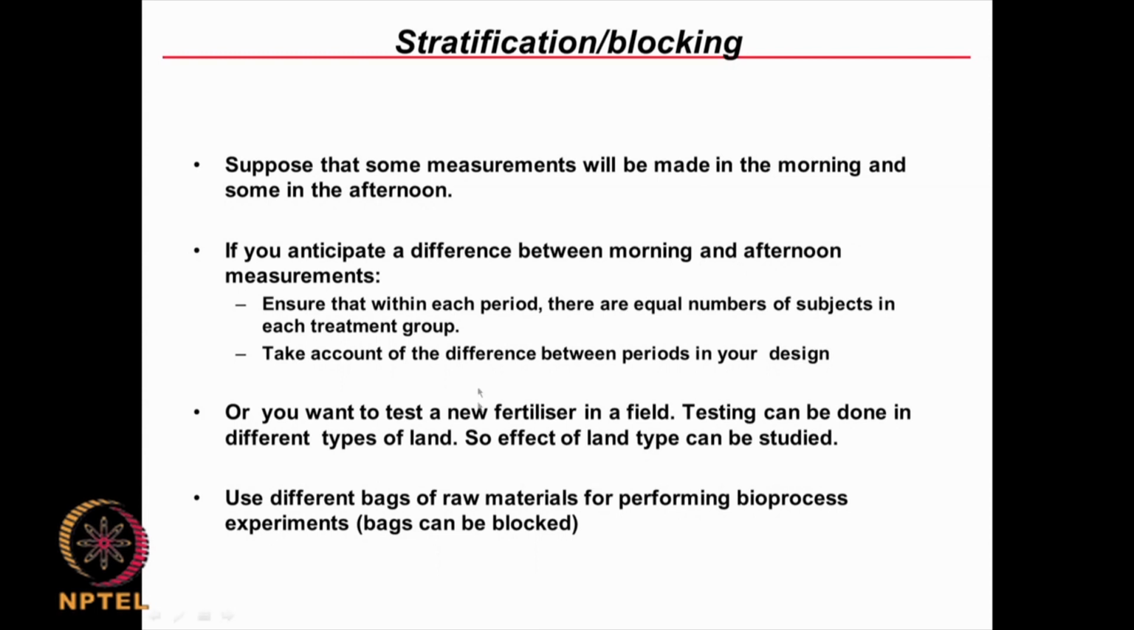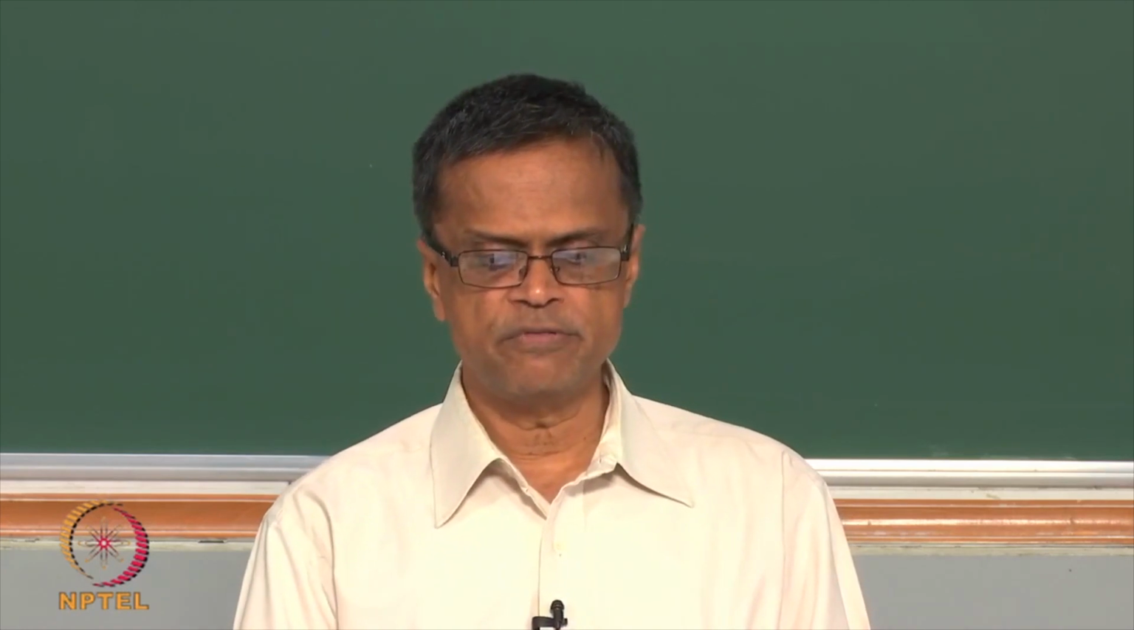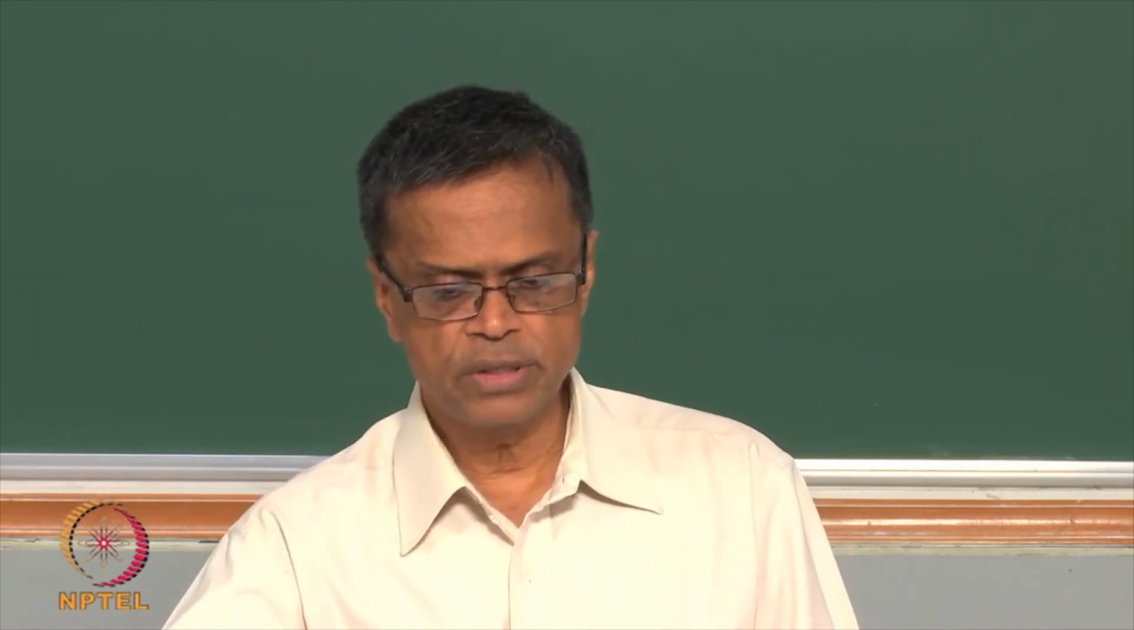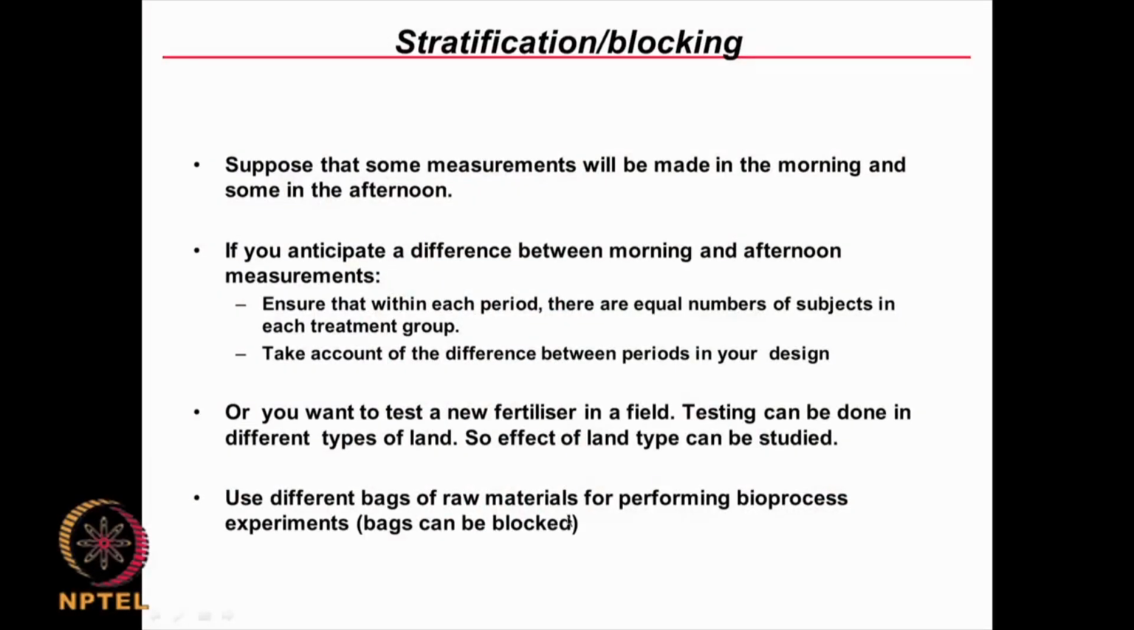For example, you are testing a fertilizer in a field, okay, there are different types of field, so you are not very sure whether that is going to affect the performance of the fertilizer, then different types of lands could be blocked. Similarly, if you have different bags of raw materials for performing bioprocess experiments, suppose I take samples from one bag and do some experiment and take samples from another bag and do experiments. If I am worried that each bag may have some variations which may affect your results, then I can use bag as a block. Okay.